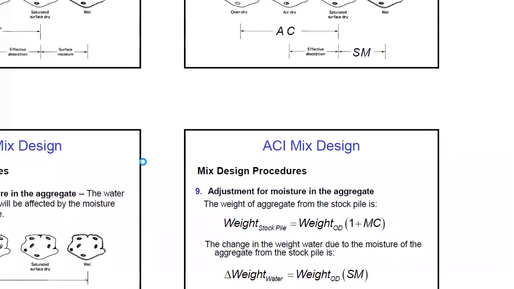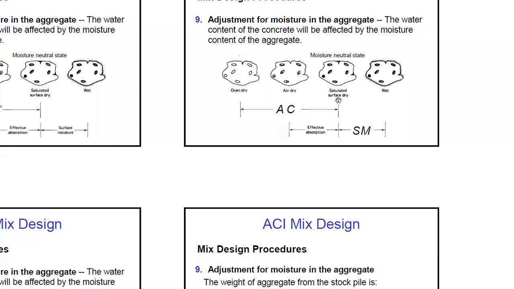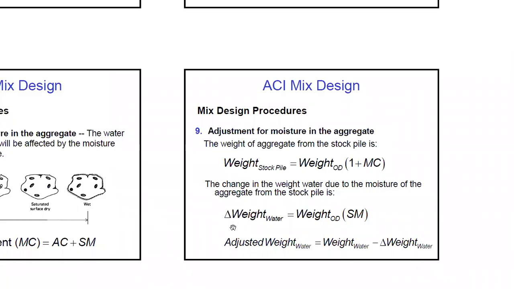Let me give you another explanation. Up till this condition, this is the neutral state condition. We need the aggregate to have this much water in it, but we don't need it to be in wet condition. The additional water that it is having, the surface moisture, we need to subtract from the total water content that we are going to add. So this is calculated here. The total change in water that you are going to subtract is equal to the weight of oven dried aggregate multiplied by surface moisture. You get the idea or not?